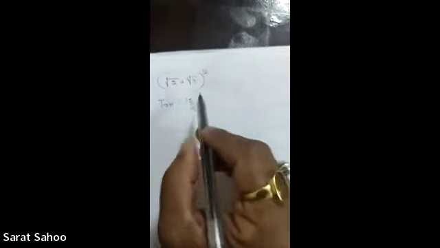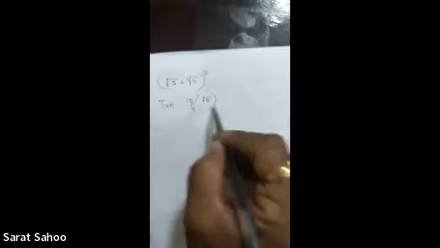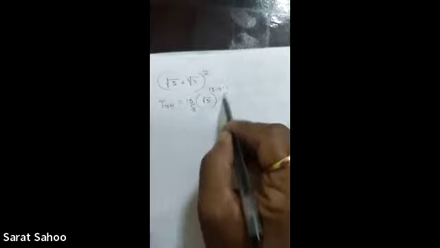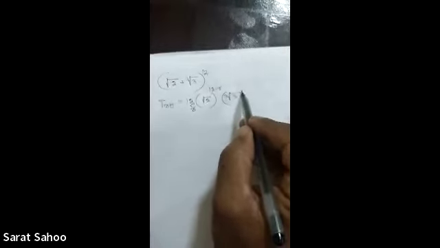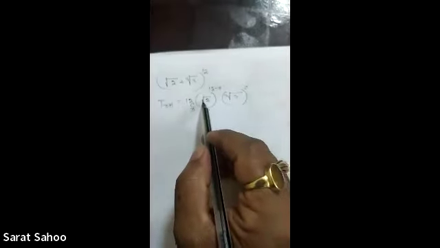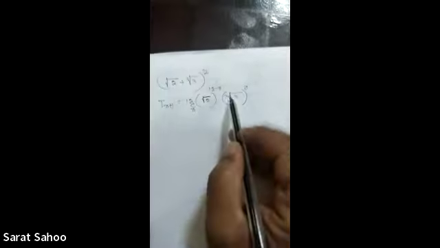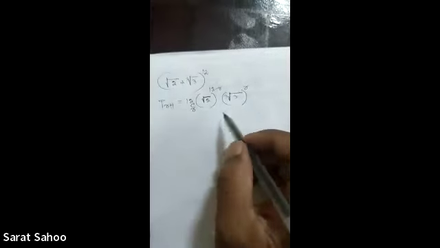Number of rational terms in the expansion of (square root of 2 plus cube root of 3) to the power 12. Let us assume T_{r+1} = 12Cr (square root of 2)^(12 minus r) (cube root of 3)^r is a rational term. The term will be a rational term if the square root and the cube root both vanish, then it will be a rational term.